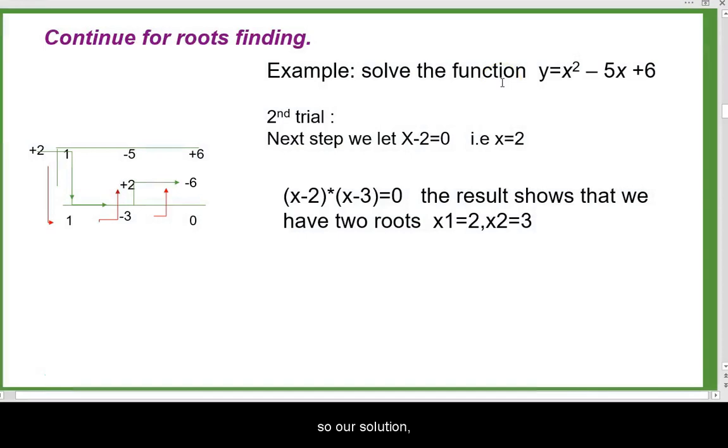So our solution x equal to 2 is one of the solutions, and the polynomial factors as x minus 2 multiplied by x minus 3, which gives us 0. So the results show that we have two roots. One root is 2 and the other root is 3. Thanks a lot and see you in the next lecture. Goodbye.